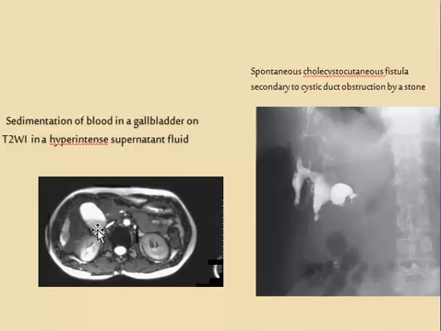Fluid level within the gallbladder, denoting some blood, and if 3 levels, this will denote the presence of mud.